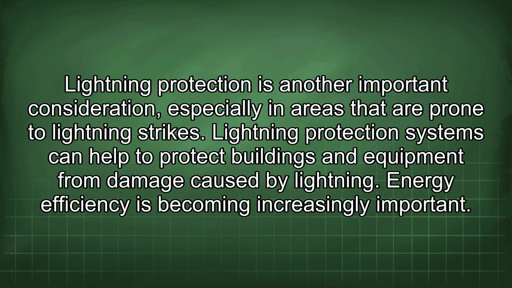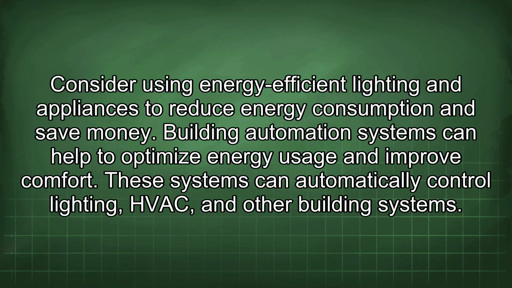Lightning protection is another important consideration, especially in areas that are prone to lightning strikes. Lightning protection systems can help to protect buildings and equipment from damage caused by lightning. Energy efficiency is becoming increasingly important. Consider using energy-efficient lighting and appliances to reduce energy consumption and save money. Building automation systems can help to optimize energy usage and improve comfort. These systems can automatically control lighting, HVAC, and other building systems.